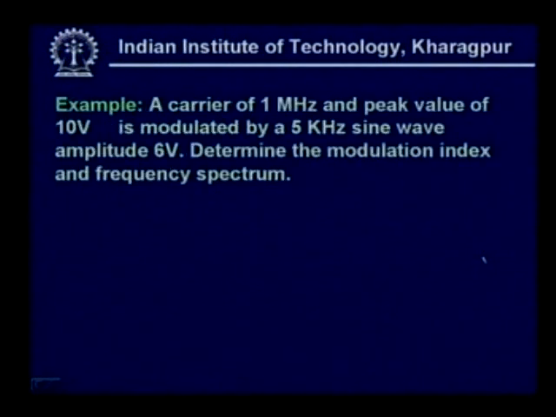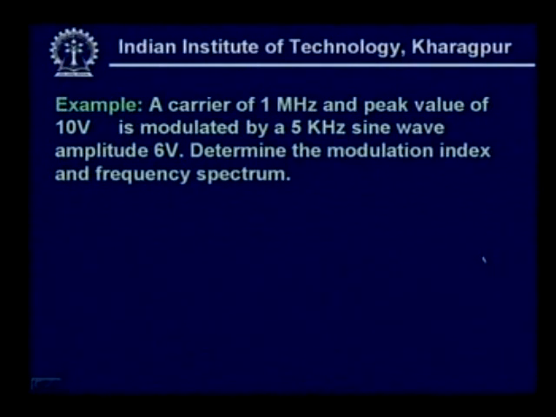Now, what is the effect of this? Let us take it with the help of an example. Suppose here a carrier of 1 megahertz and peak value 10 volt is modulated by a 5 kilohertz sine wave having maximum amplitude 6 volt. Determine the modulation index and frequency spectrum.